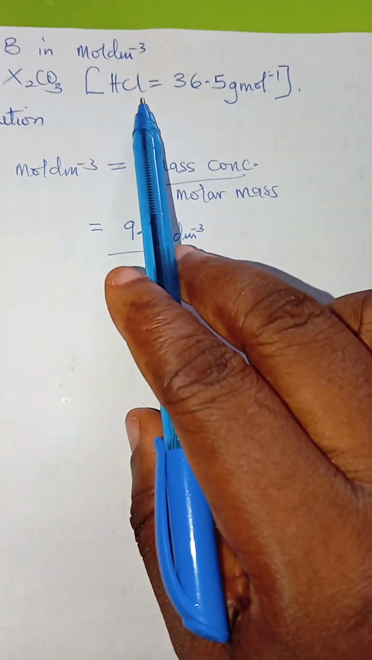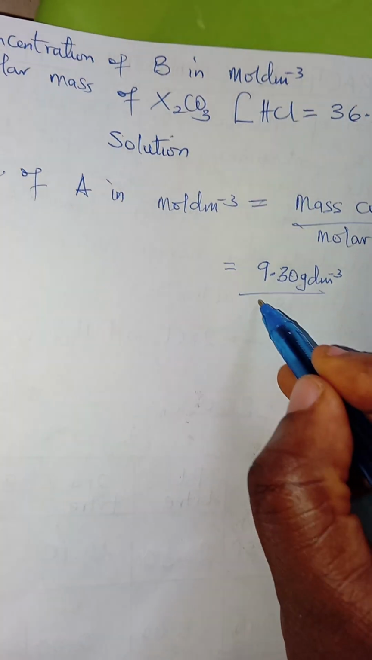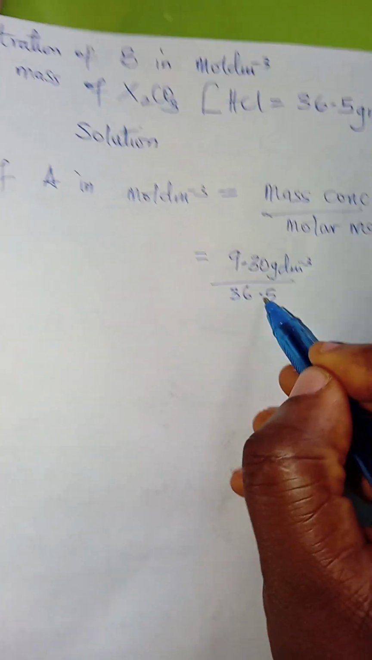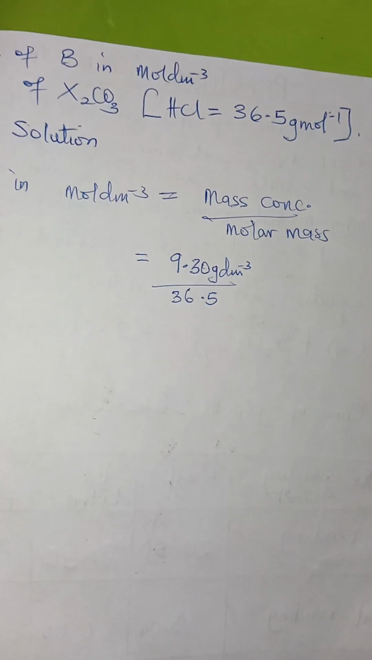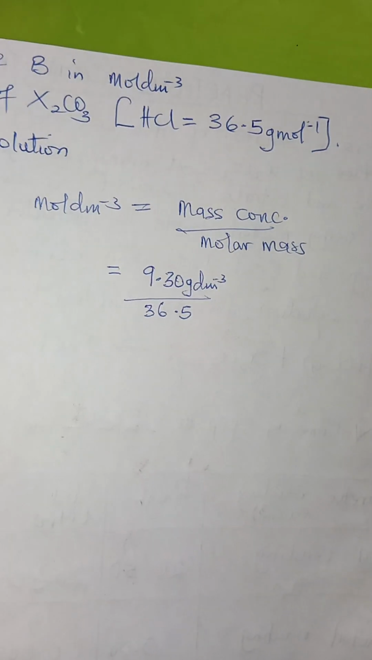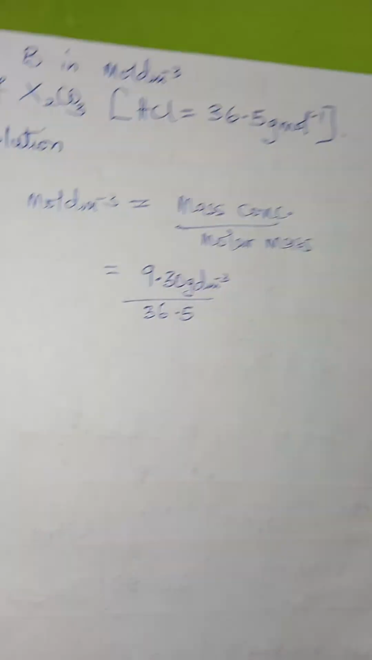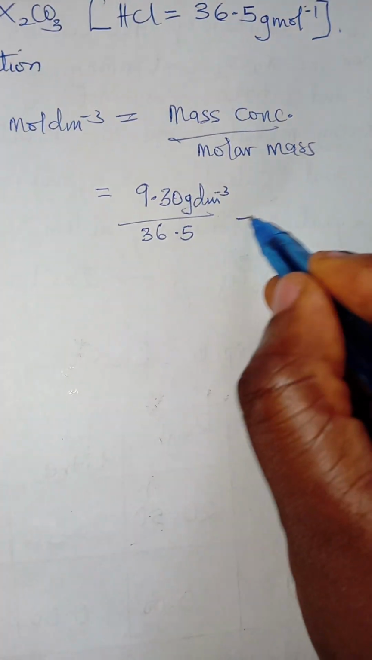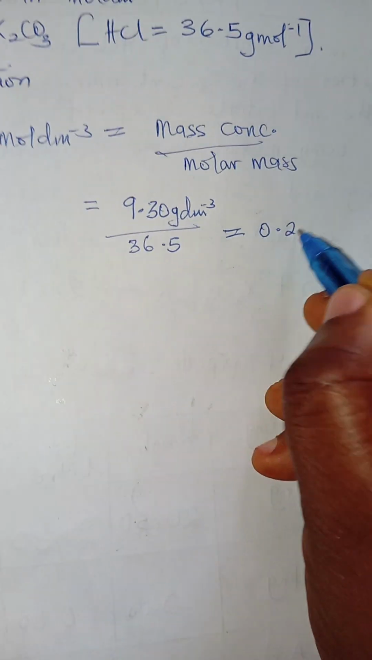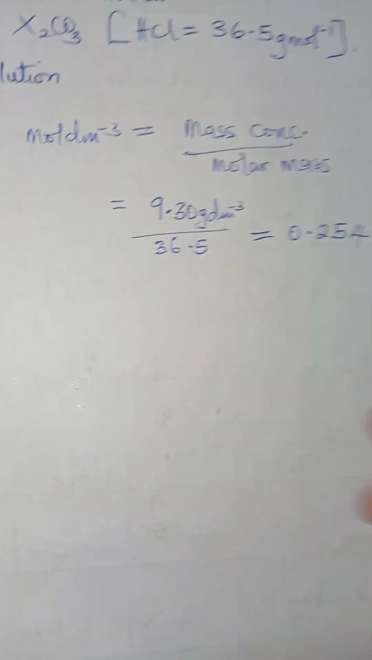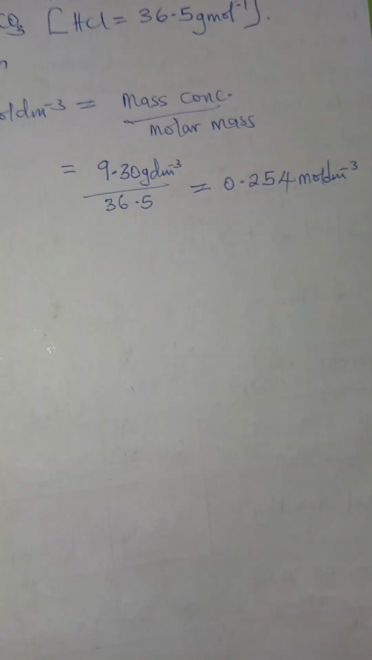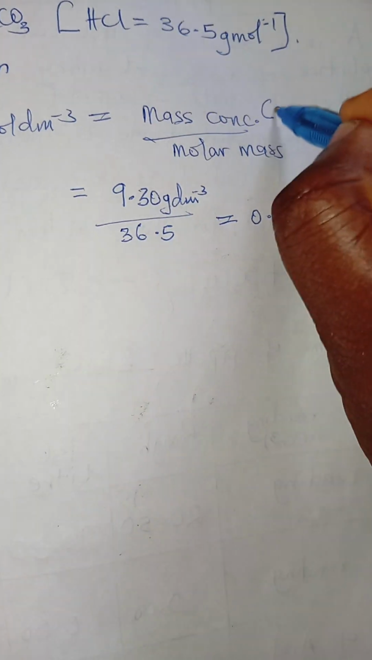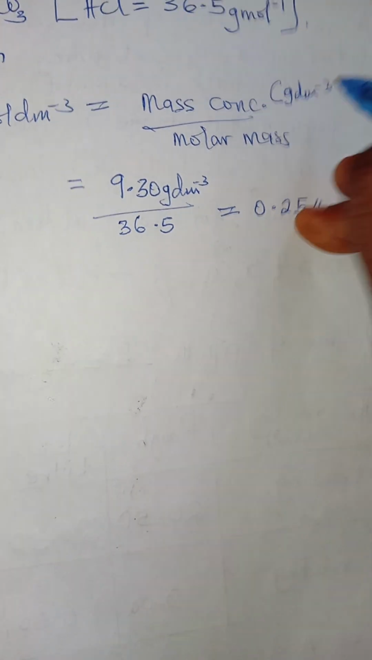And what's the molar mass of the acid? You can see it's 36.5. So when you divide 9.30 by 36.5, what do you have? You have 0.254 mole per dm cube. Know that this mass concentration is in gram per dm cube.